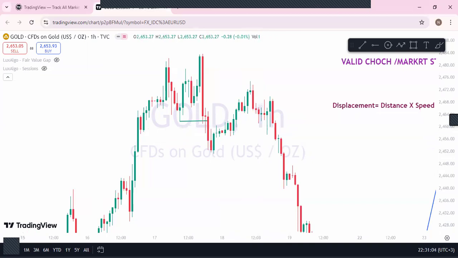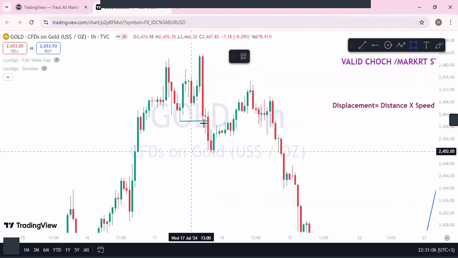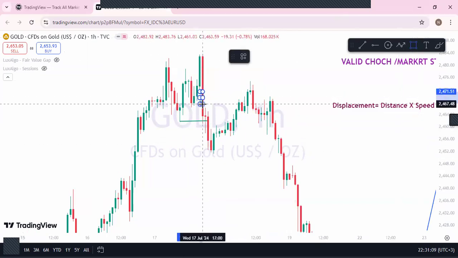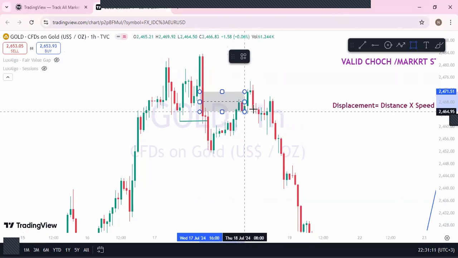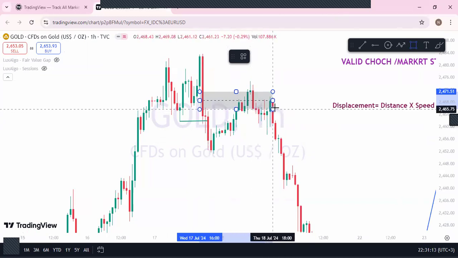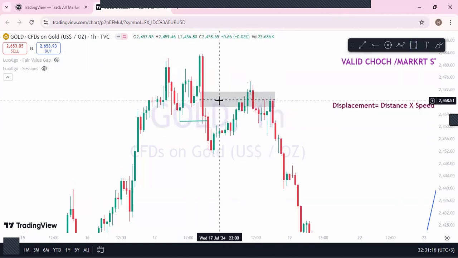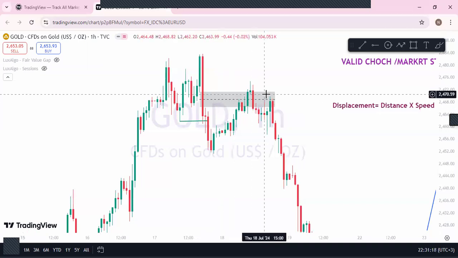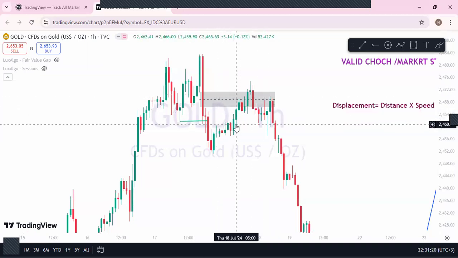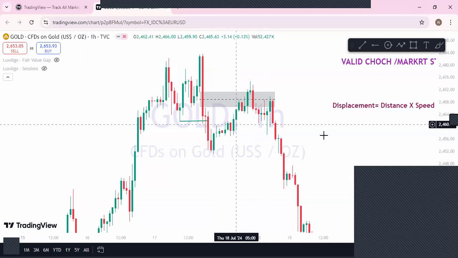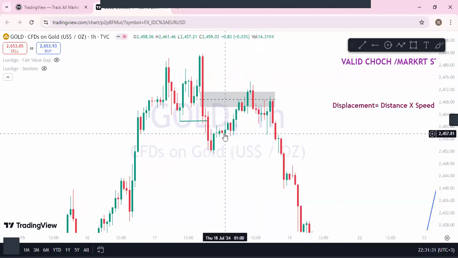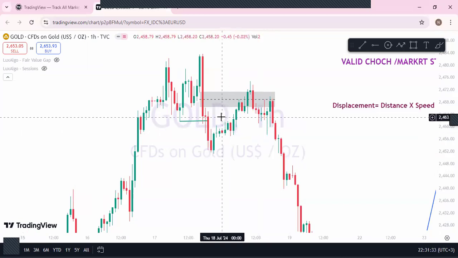For example, at this point, we have the fair value gap. You need to know more about fair value gaps, and I am going to make a video concerning that. This is a fair value gap. A fair value gap is the imbalance that the market has left, so imbalances in the market. At this point, you will know that this is the approximate point where the market will reverse to.